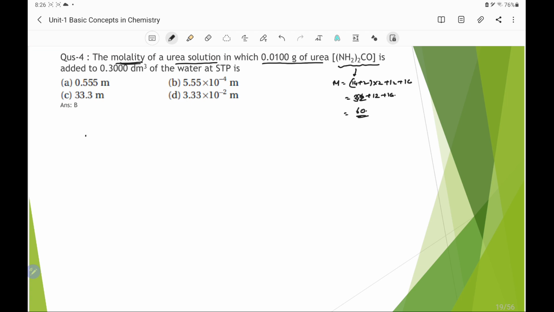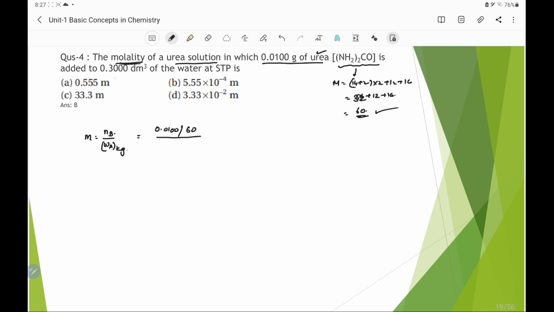We know that molality is defined as the number of moles of the solute, B represents the solute, divided by the mass of the solvent in kilogram. Here we have to find the molality of the urea solution in which the mass of the urea is 0.100 gram. Therefore, its number of moles will be mass divided by its molecular weight, that is 60. The molecular weight of urea is 60.